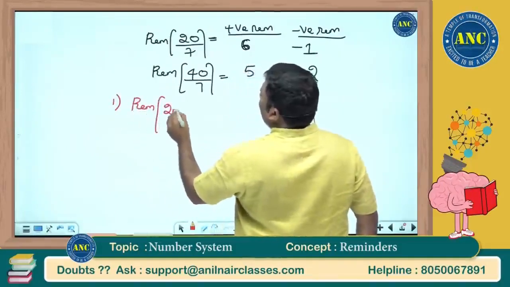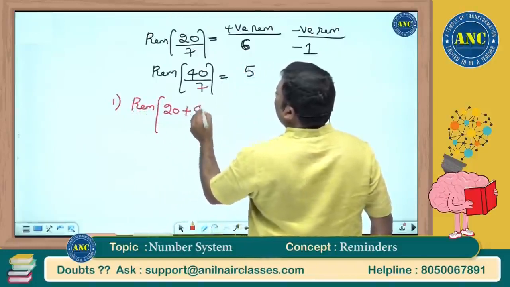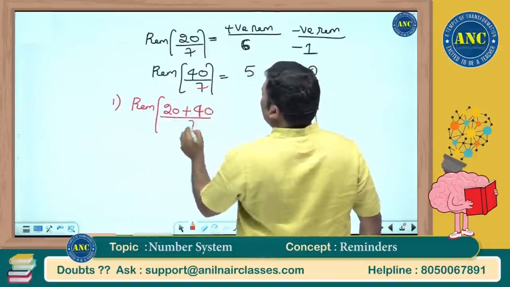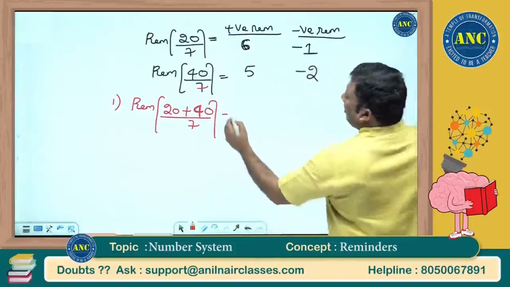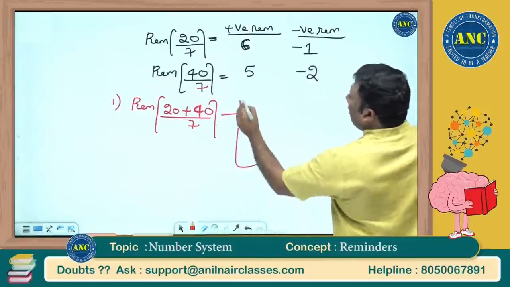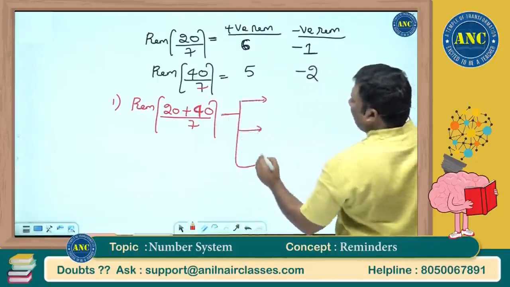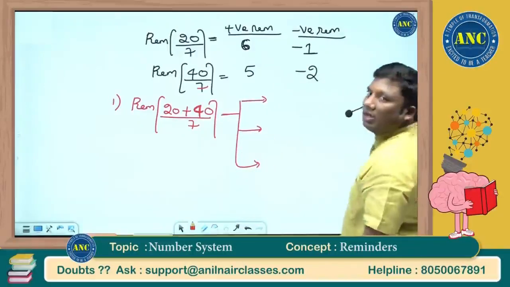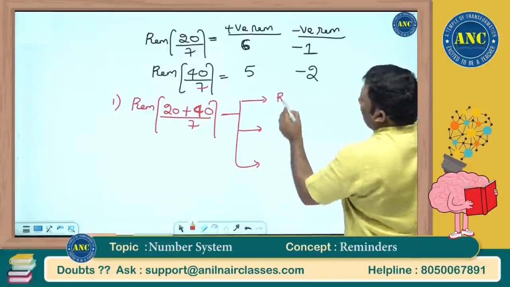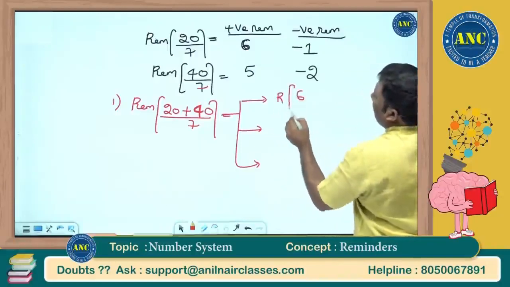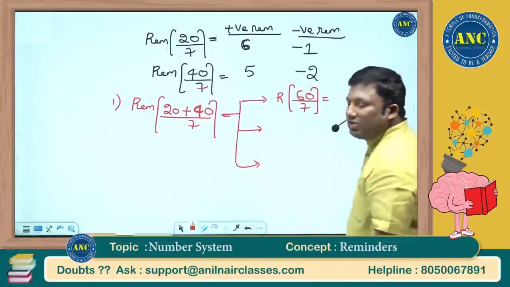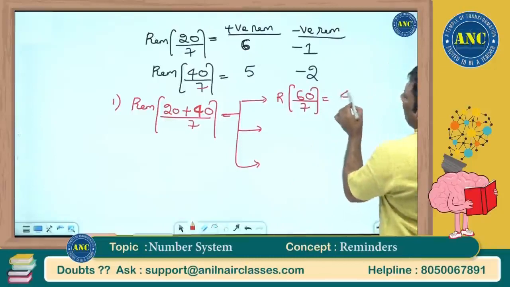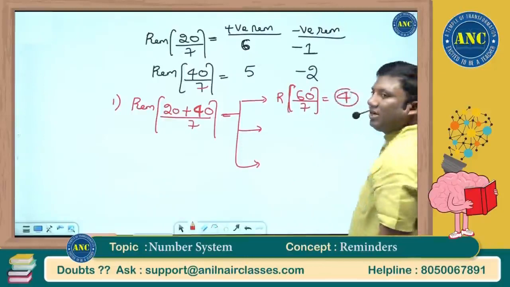Remainder 1. 20 plus 40 divided by 7. This can be solved in three different methods. The first method, 20 plus 40, it is 60. Divide these 60 by 7. 7 8s are 56. What is the answer? 4.